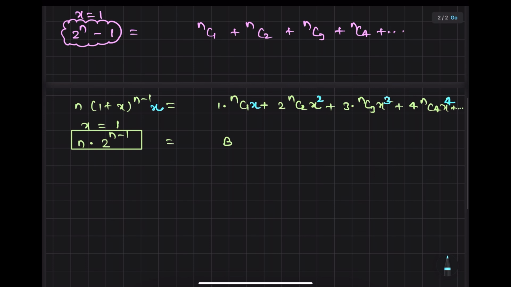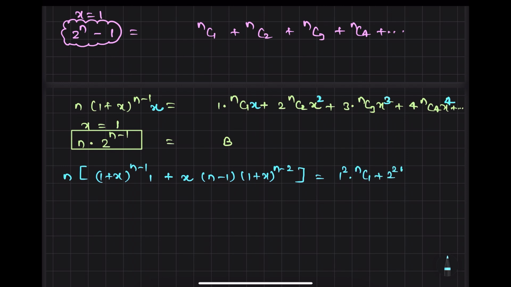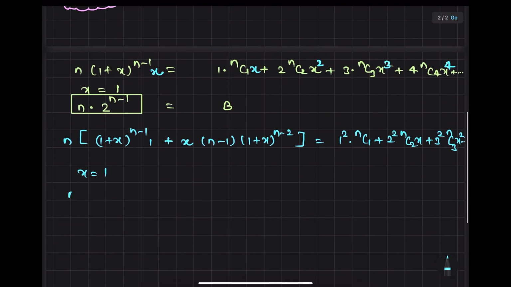Now what you have to do? You have to do differentiation again. So n is constant. Now first function as it is, differentiate second function as x. Differentiation of x is 1. Now keep second function as it is, differentiate the first function: n minus 1, (1 plus x) power n minus 2, and then we will have 1 square nC1, 2 square nC2 x, 3 square nC3 x square, dot dot dot. Now replace x with 1. So what will happen? n times 2 power n minus 1 plus, this is n minus 1, 2 power n minus 2. Okay, so this thing is done, and this is your A part.